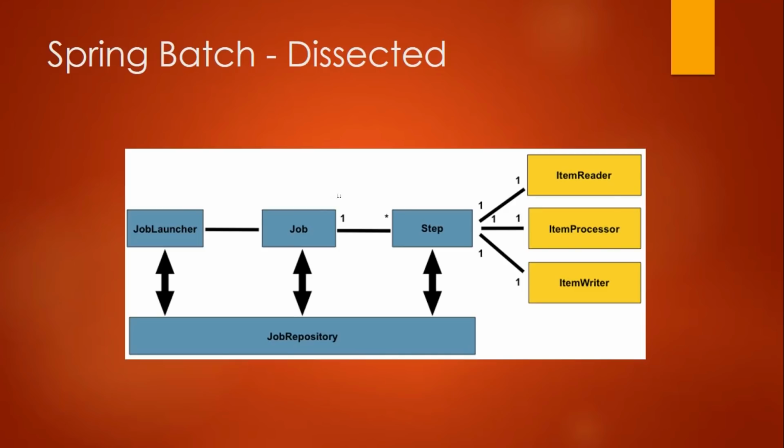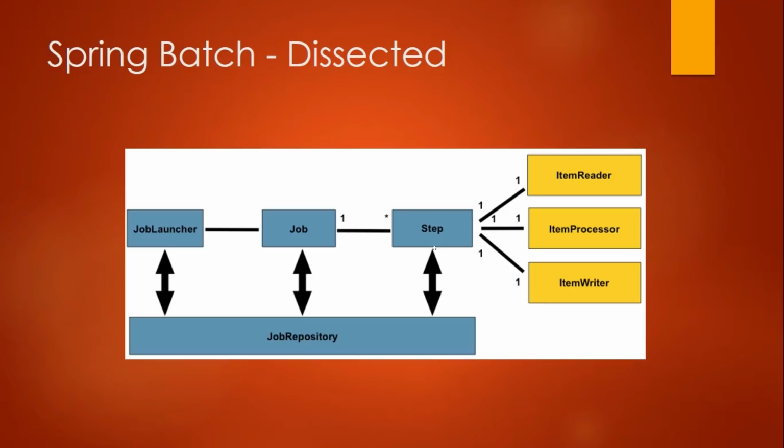So when a job is triggered, the job will run as steps. Okay, you can configure any number of steps in a job. Your job should have at least one step in order to run it as a batch job. You can have any number of steps in your batch job. So that's what you are seeing here, a one-to-many relationship, right?